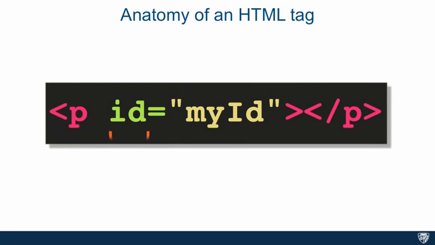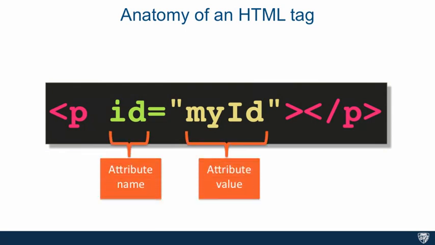Now, every HTML element can have predefined attributes. We will learn some of the most common ones as we progress in the course, but here's what you need to know about tag attributes in general. An attribute is a name-value pair that is kind of metadata about the element it's being applied to. So in this example, we're assigning my ID as the value of the ID attribute.